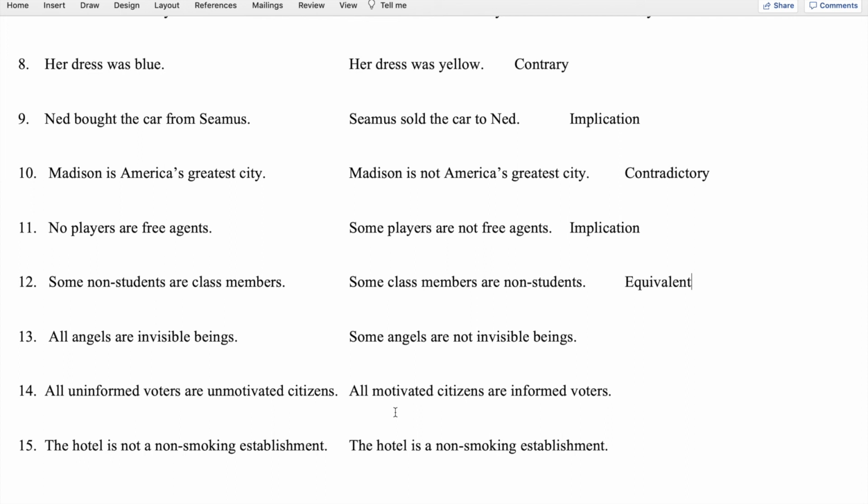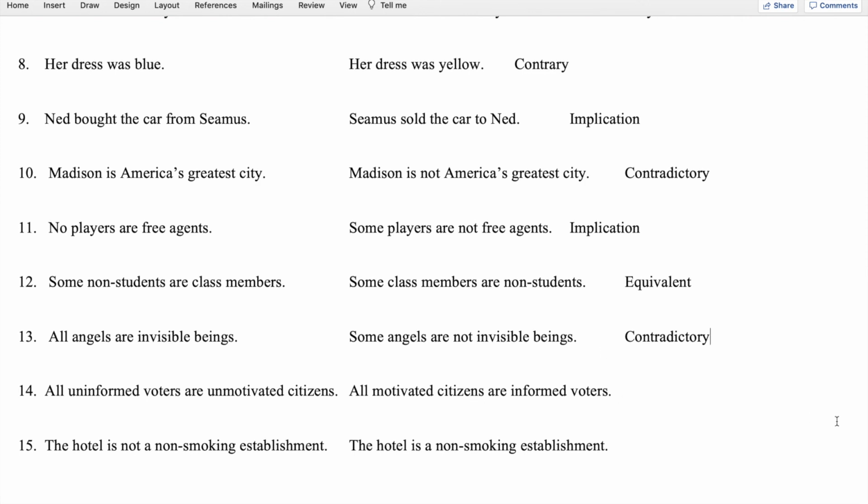Number 13, all angels are invisible beings. Some angels are not invisible beings. So in this case, we have a universal affirmative statement and a particular negative statement with the same subject and predicate terms. You will probably recognize that the second statement is the denial of the first statement, and obviously those are incompatible, but also the first statement is the denial of the second statement, and that makes them incompatible as well, making these contradictory statements.